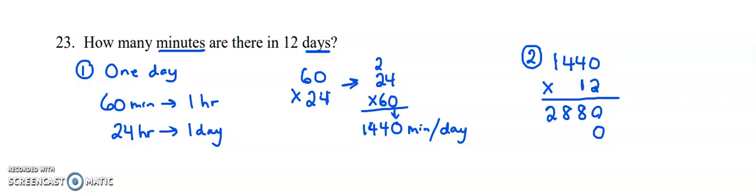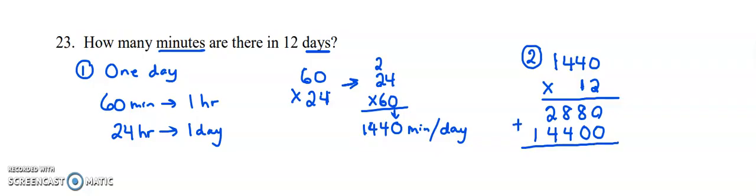Now I'm going to multiply my tens place. 10 times the ones, so 1 times 0 is 0. 1 times 4 is 4. 1 times 4 is 4. And 1 times 1 is 1. Nice, easy numbers. Not so bad.